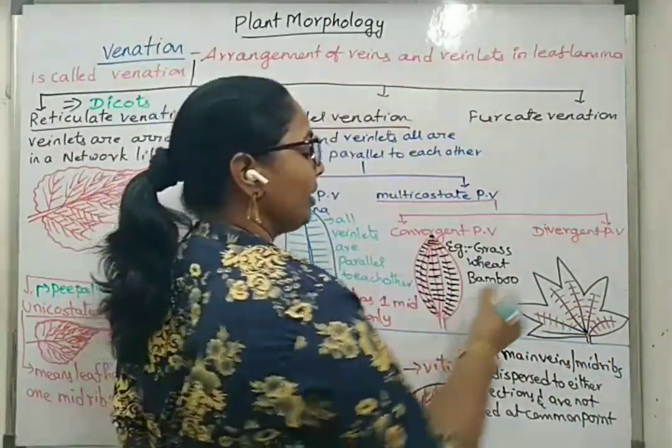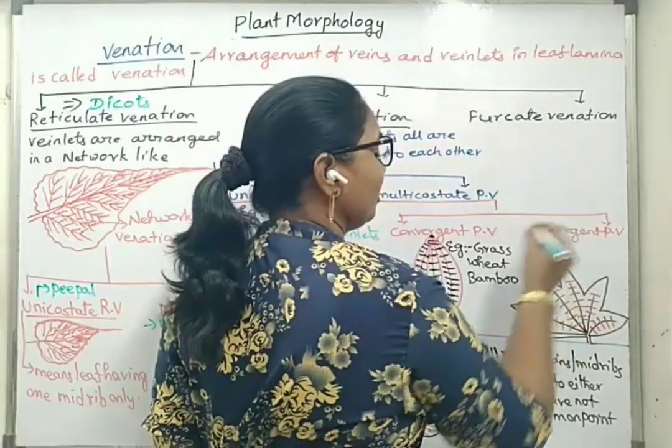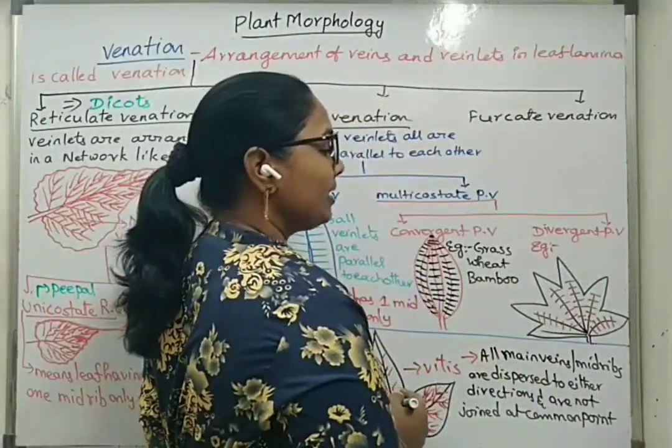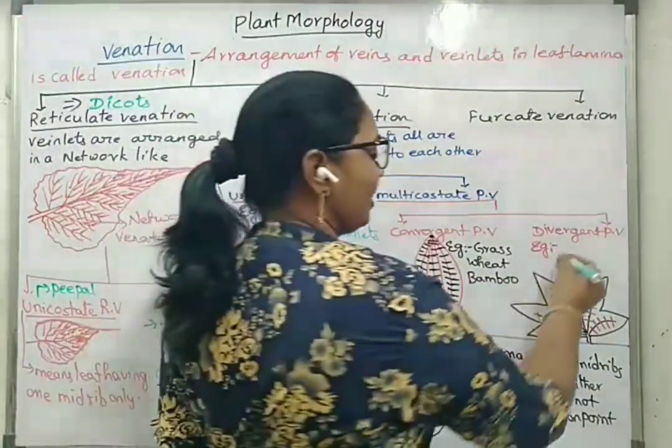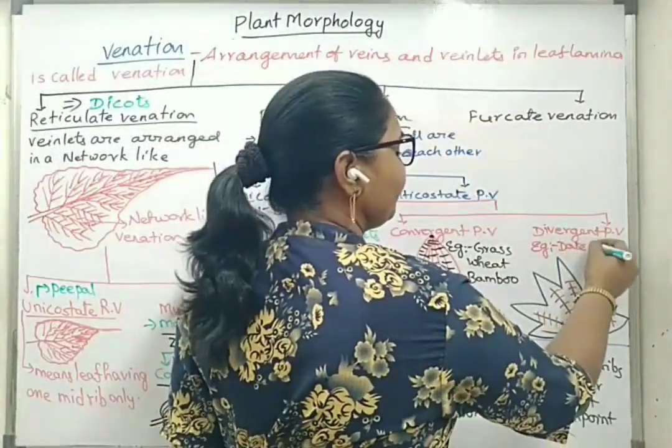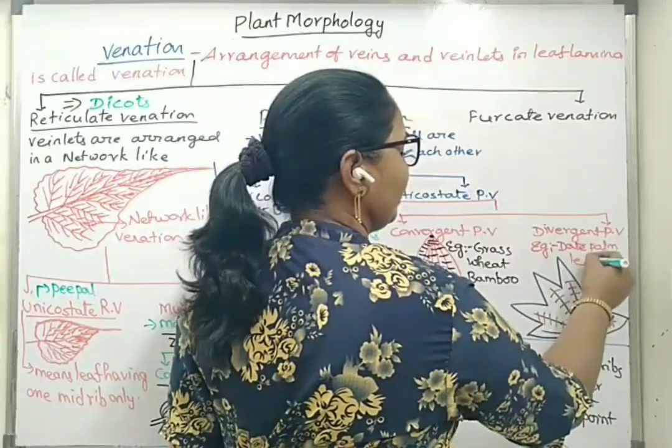Like this. So in which types of plants can we see such divergent parallel venation? In date palm leaves, which we call fan leaves.